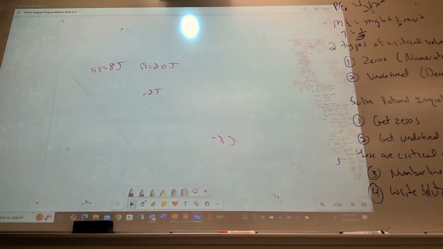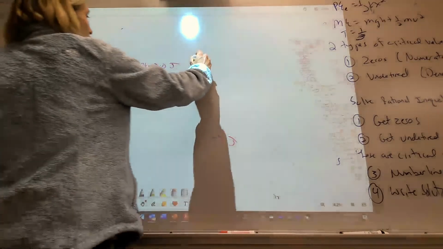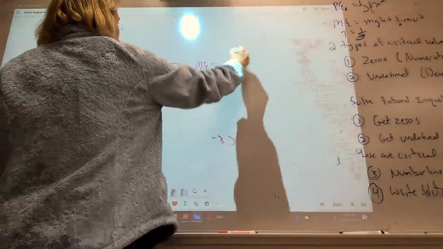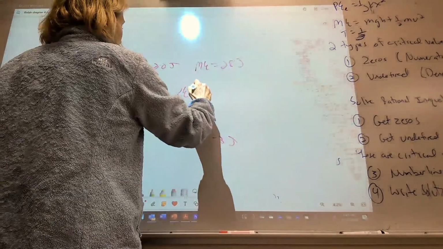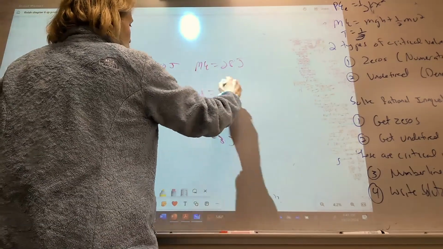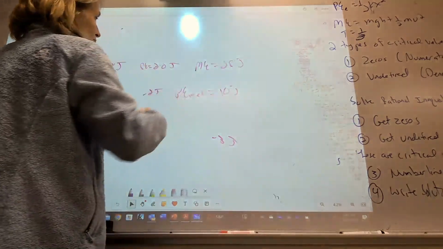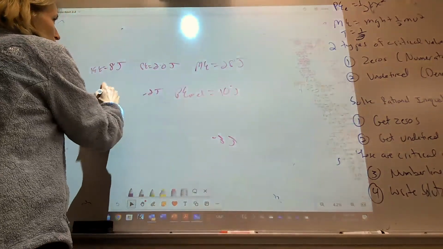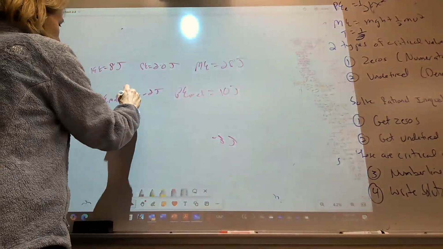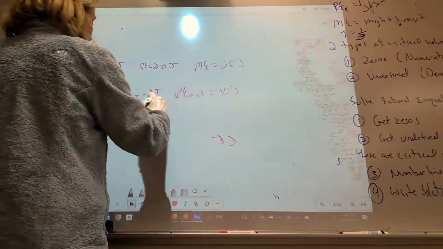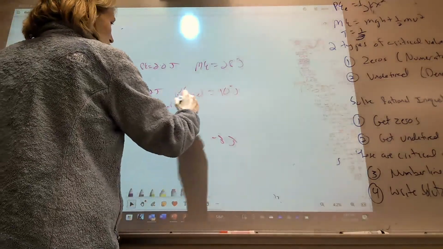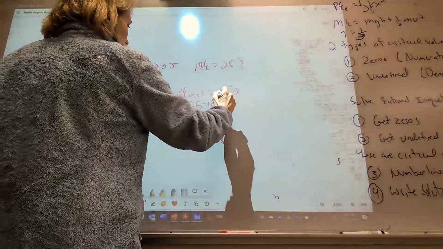So what's the mechanical energy at the top? 28 joules. Potential energy in the middle, 10 joules. Mechanical energy in the middle, 26 joules. Kinetic energy in the middle, 16. It's 26 minus 10.